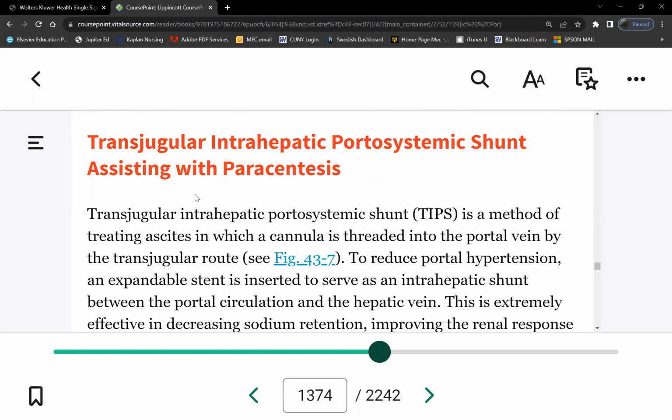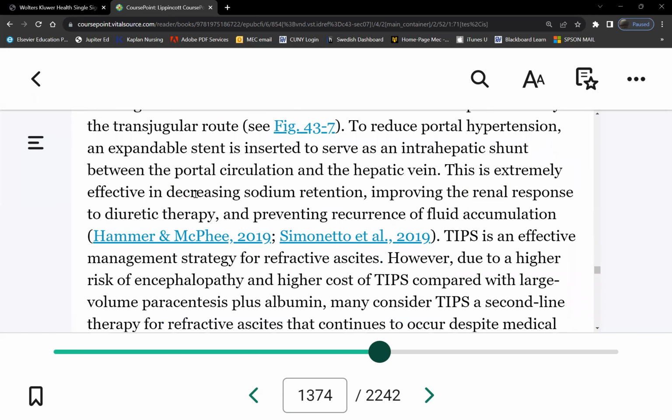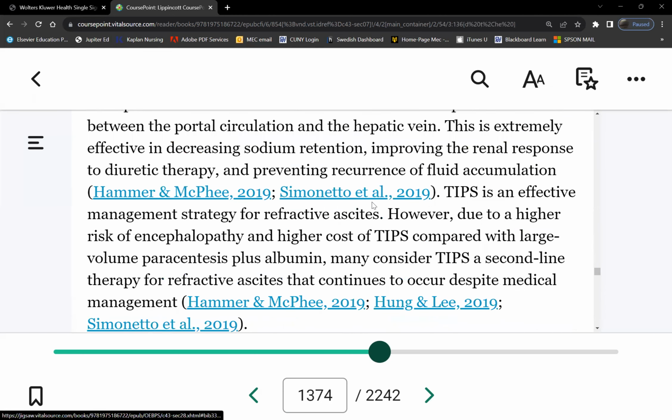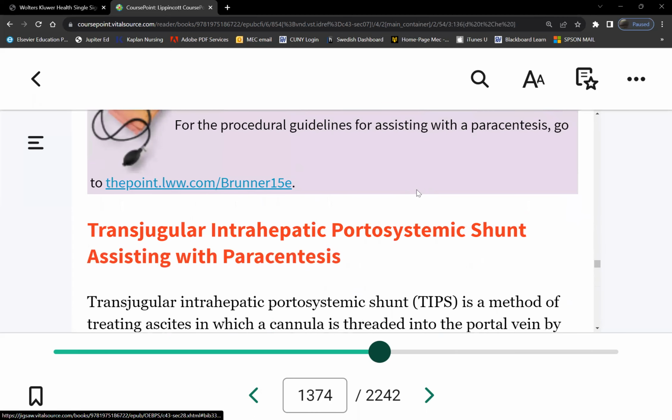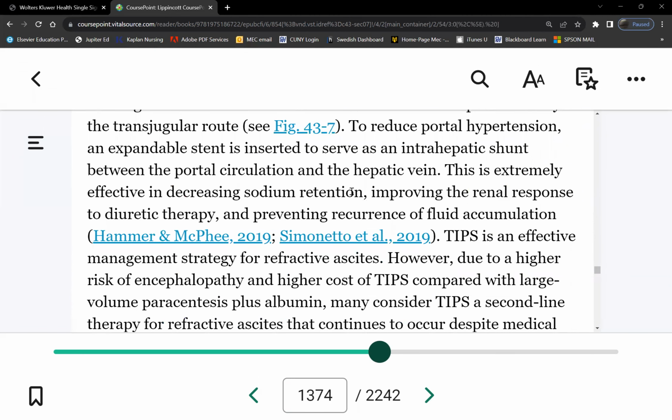TIPS. We don't routinely do TIPS. So look at the indication here. Who gets TIPS? These are patients who have, here, look at this. Transjugular intrahepatic portosystemic shunt. Okay. So what is it? It is a shunt. I'll show you shortly. So let's look at the indication. Who gets it?